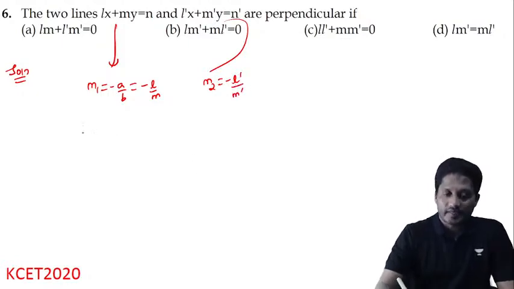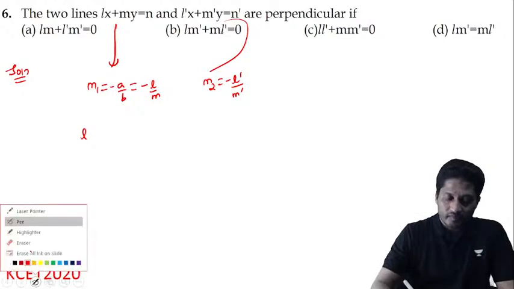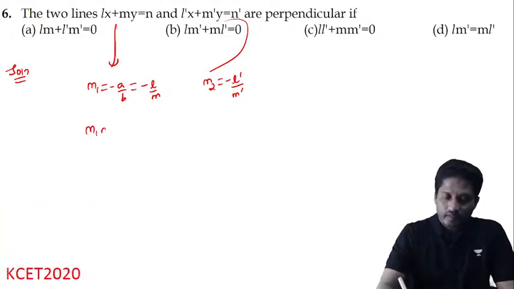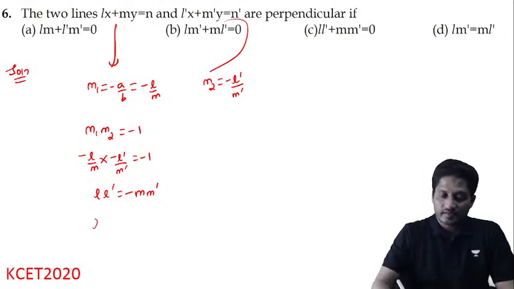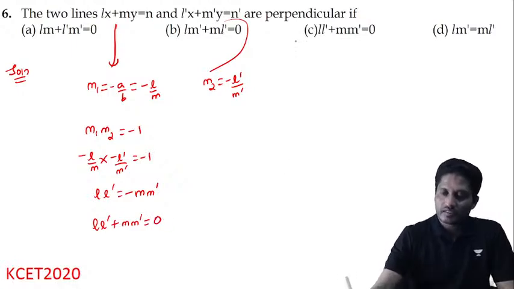Now, two lines are perpendicular, m1 into m2 is equal to minus 1. m1 is equal to minus L by m and m2 is equal to minus L dash by m dash, the product is equal to minus 1. From this, L into L dash is equal to minus m into m dash. Shift to the left side, L into L dash plus m into m dash is equal to 0. Answer is option C.